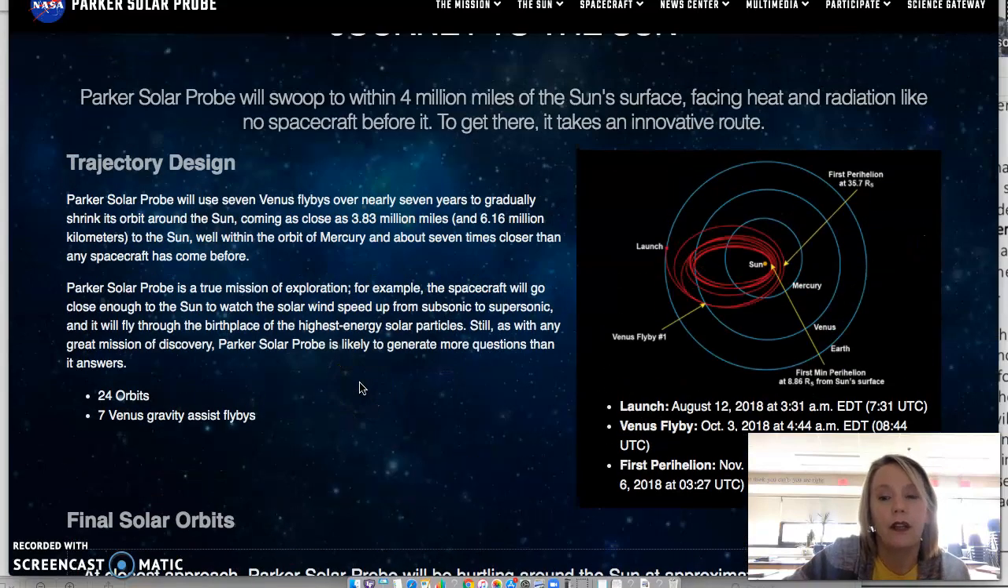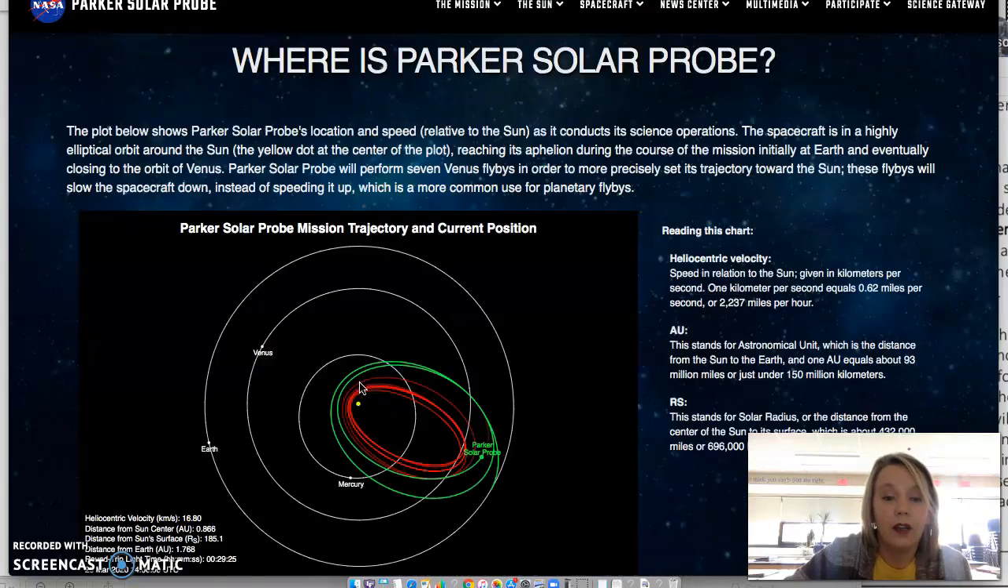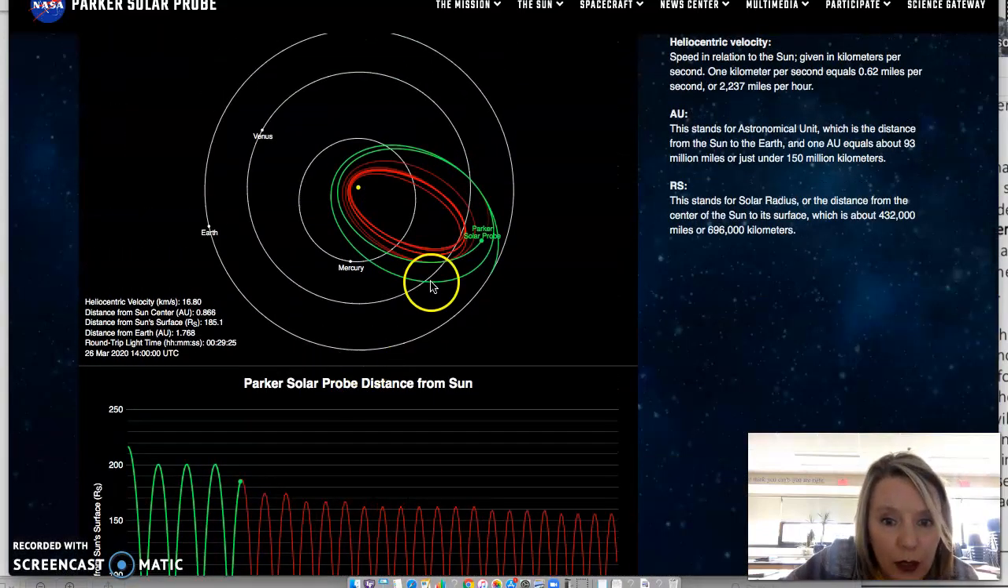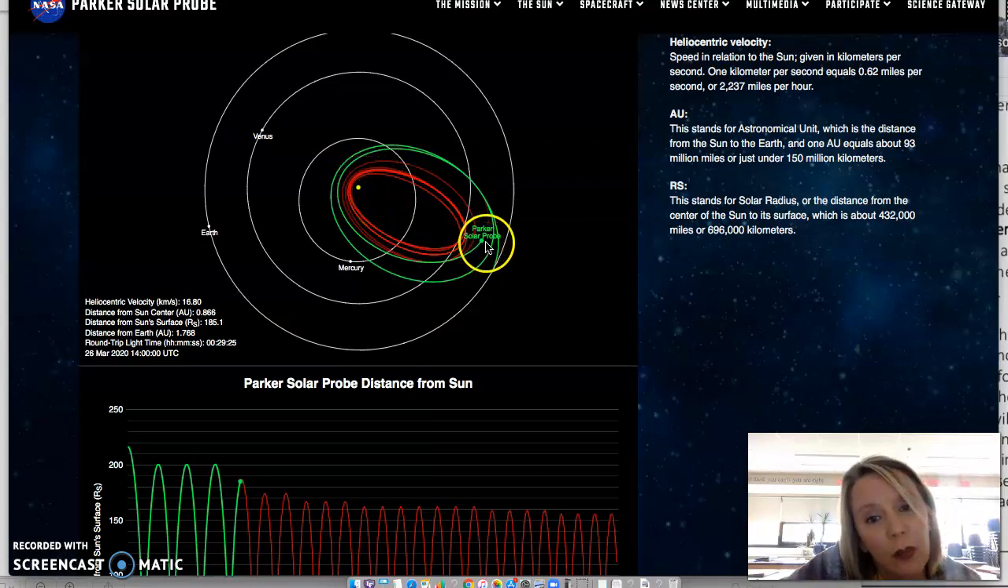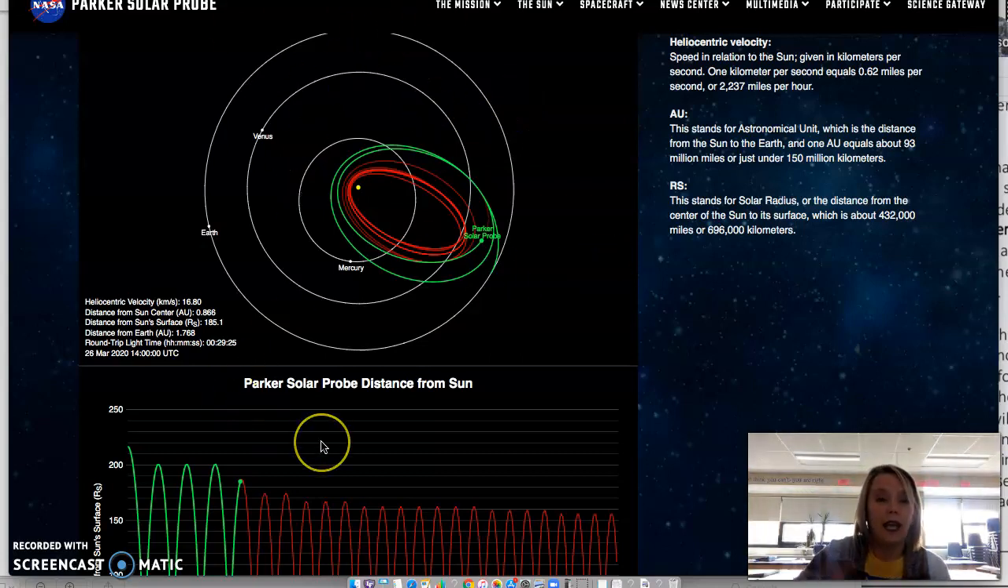So if we look right in here, it was launched in 2018 in August, and it's still up there right now. Right at this moment, it is at the perihelion, which is the farthest place from the sun. It's right here in between the orbits of Earth and Venus. And it's looping around. It'll make 11 loops before it ends its mission in a quite fiery way.